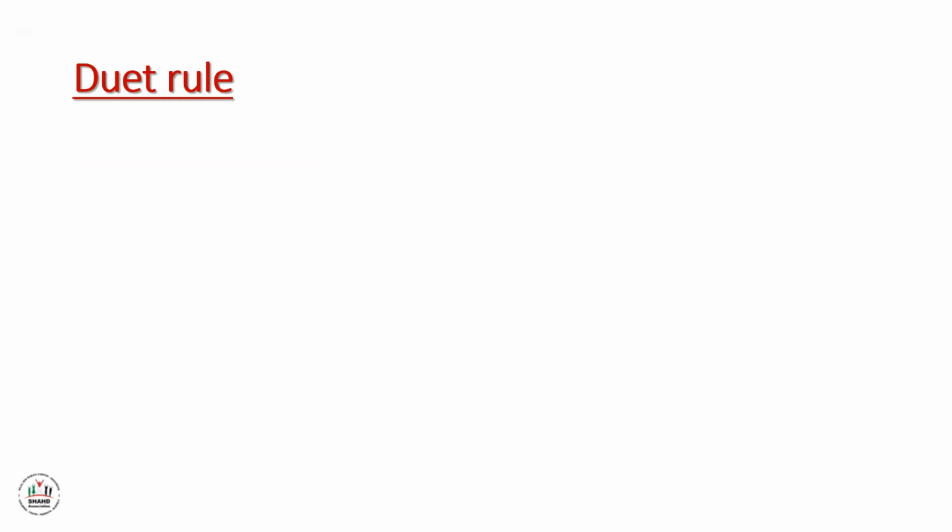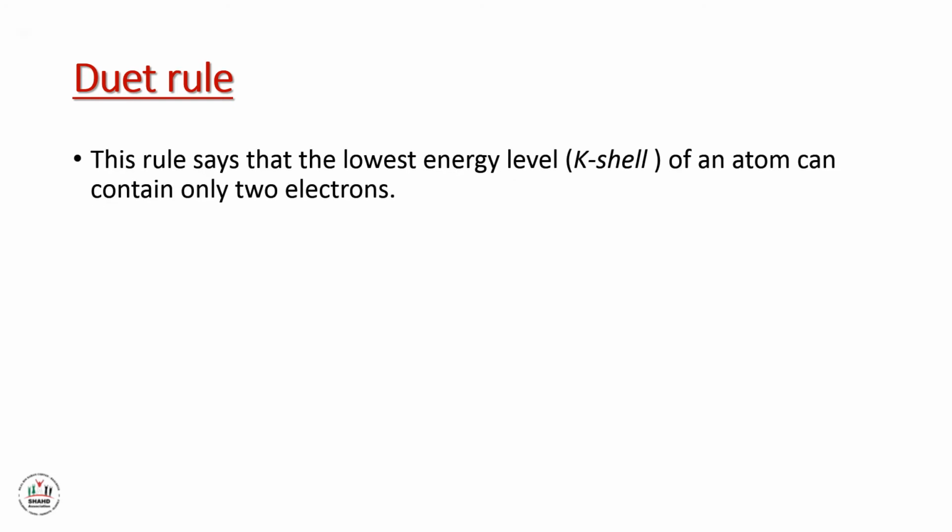Now we will move to the other rule, which is the Duet Rule. This rule says that the lowest energy level, which is the K shell, of an atom can contain only 2 electrons. So an atom tends to lose, gain, or share electrons to have 2 electrons in the K shell.